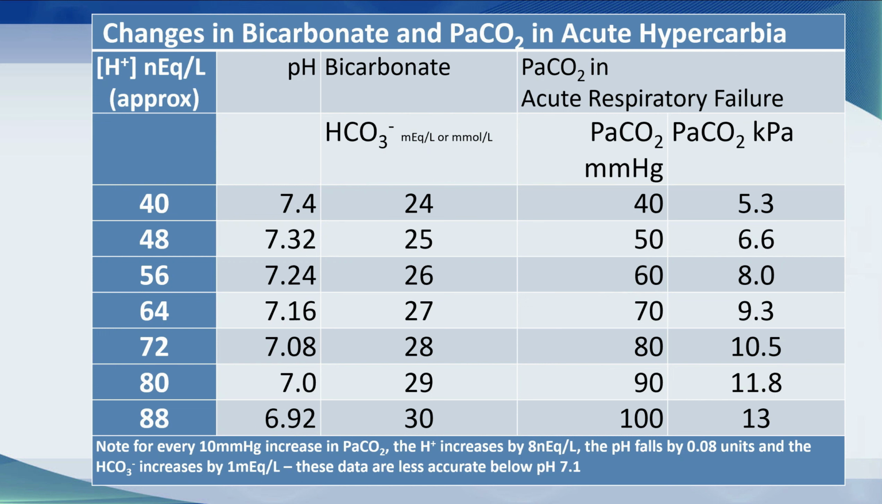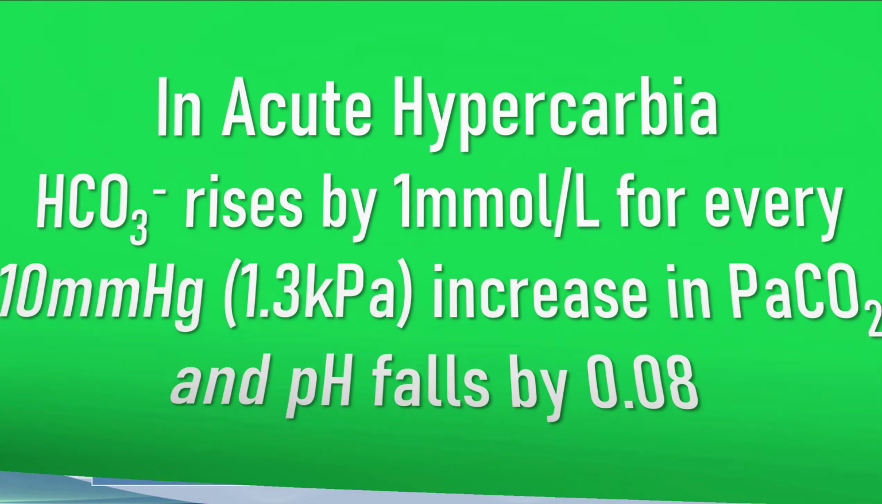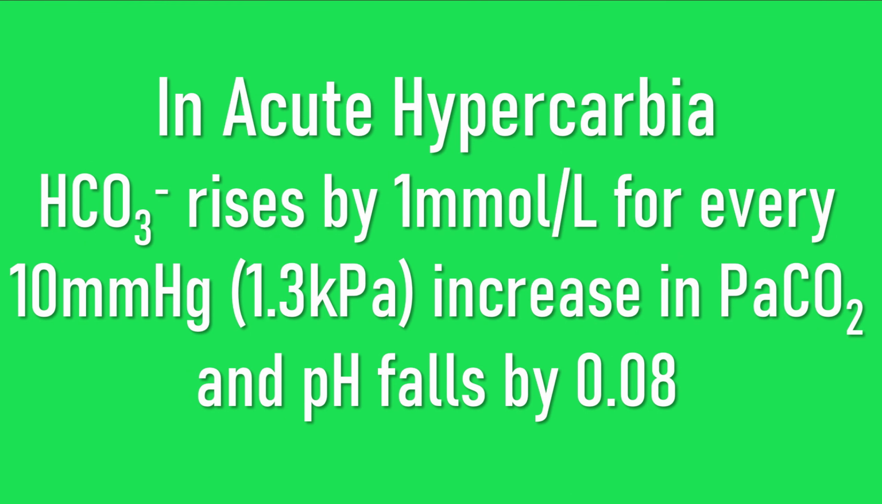So if you look at the changes in bicarbonate and PaCO2 in acute hypercarbia, we can look at Nora here. Her hydrogen ion activity, 72. Her PCO2 has gone up by 40 millimeters of mercury, and her bicarbonate has gone up by 4. That was easy, wasn't it? I'll give it to you again. In acute hypercarbia, the bicarbonate rises by 1 millimole per liter for every 10 millimeters of mercury, or 1.3 kilopascals, increase in the PaCO2. And of course, the pH falls by 0.08.